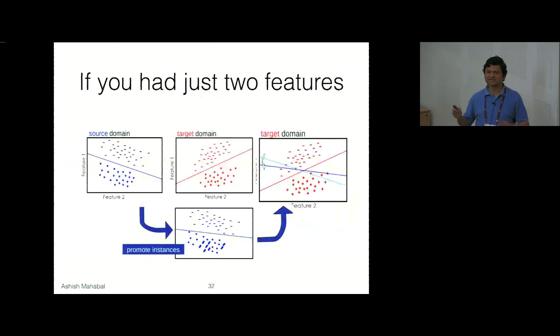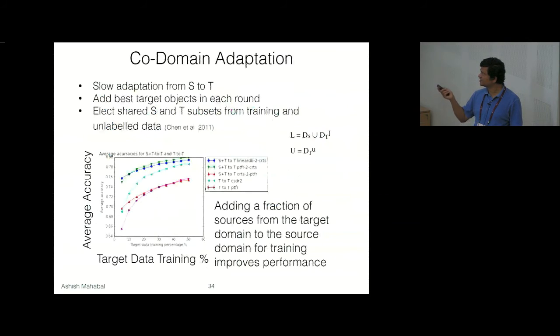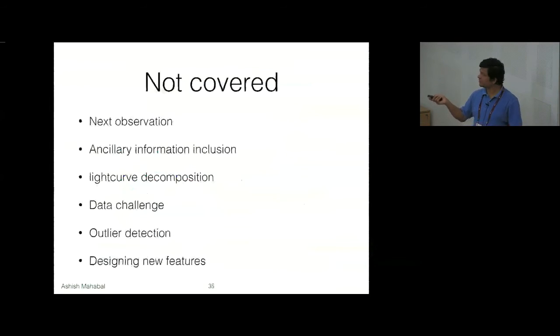So here what's happening is that for the same set of objects you get different planes, and how to go about orienting the two planes so that you can combine the data sets is what one is trying to get at. So this was the 50,000 variable set that I mentioned, and this is how the domain adaptation looks. So I should be skipping that.